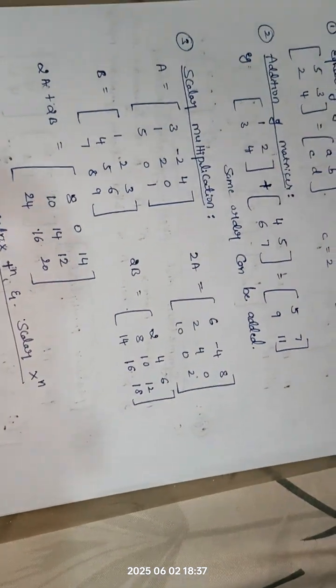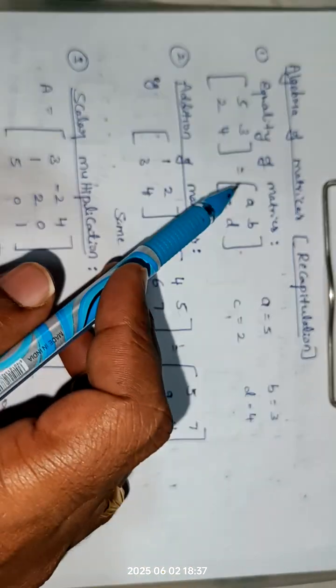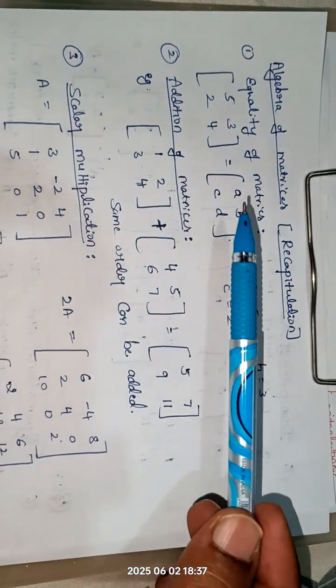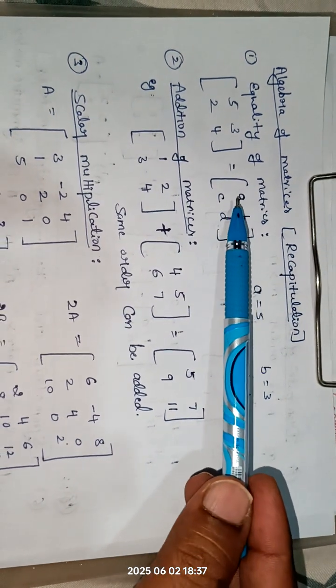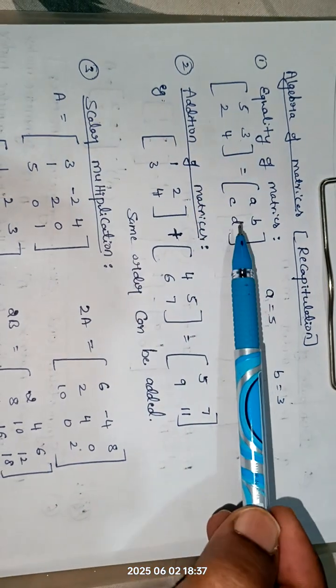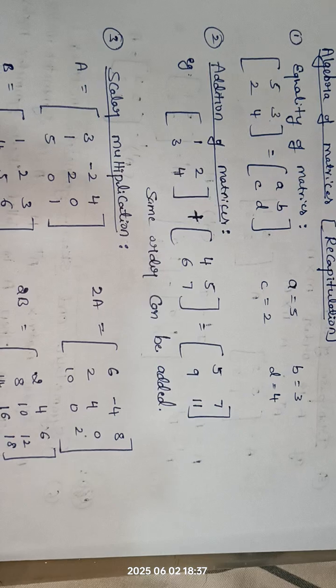So we'll continue with the next part, that is algebra of matrices. We can add, we can subtract, we can multiply, we'll see this. First is equality of matrices. Suppose I write 5 3 2 4, and I write A B C D, so the position of A has value 5, B is 3, C is 2 and D is 4. That is why we write it as equality of matrices.